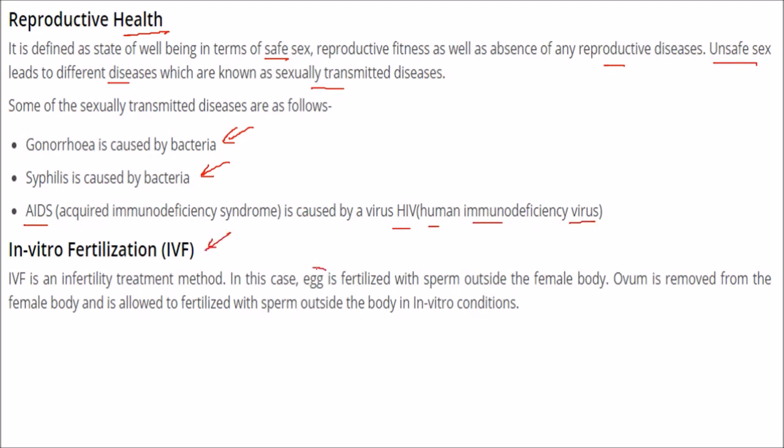IVF, this is an infertility treatment method. In this case, the egg and the sperm are taken out. The ovum is removed from the female body and sperm is taken from the male, and it is allowed to fertilize outside the body in in vitro condition. And once they are fertilized, they can be put inside the uterus so that the normal course can carry on.